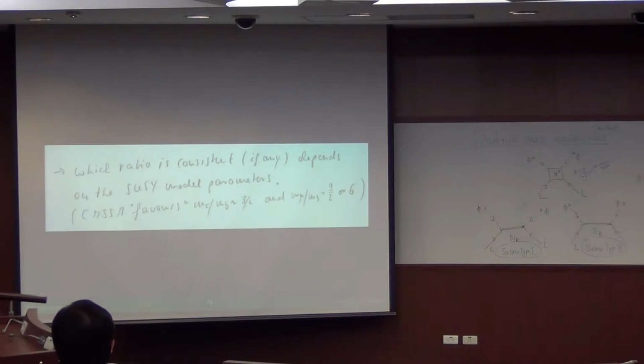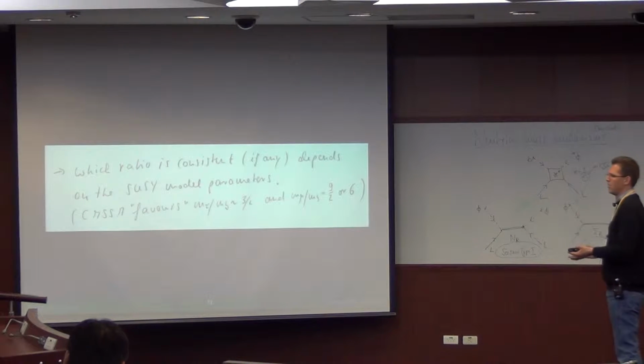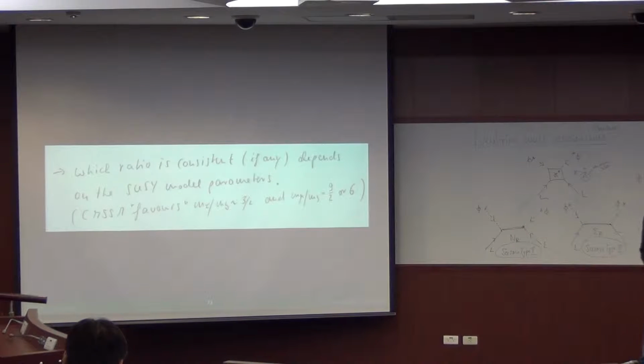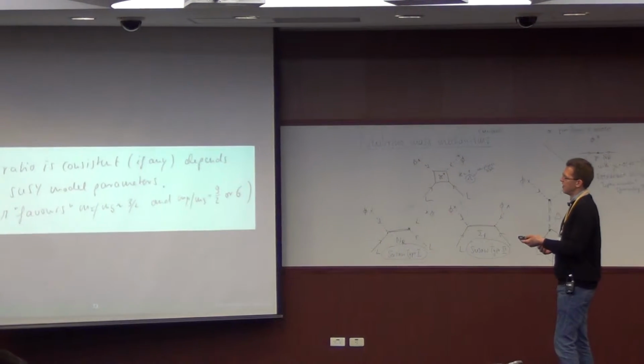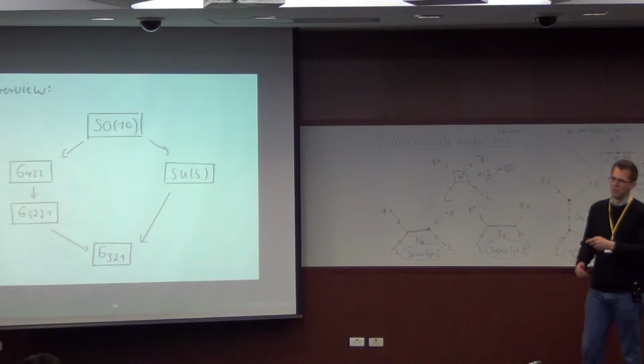Okay, so which ratio is consistent? It depends on the SUSY model parameters, and we hope that we will measure that. But in a constrained MSSM, it would go in the direction of 3.5 or 6, or 9.5 would also work if the SUSY corrections are small. But as I said, in order to test this, we really have to measure which corrections are there at the TeV scale.